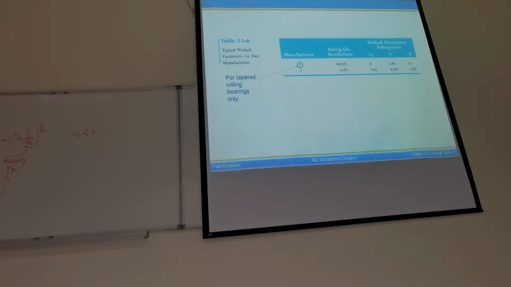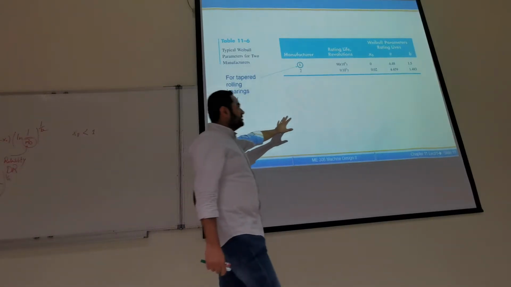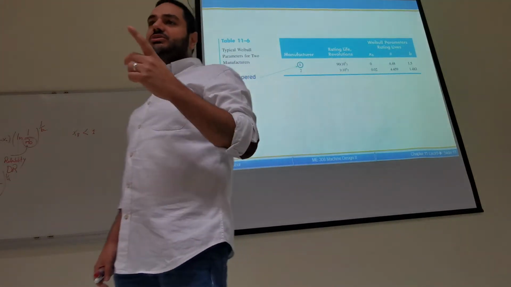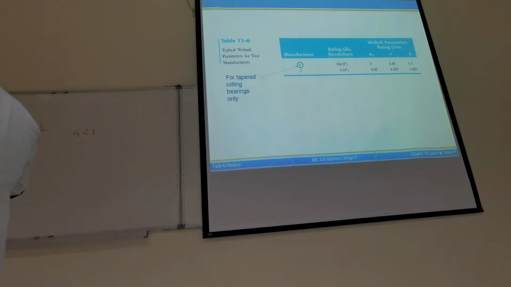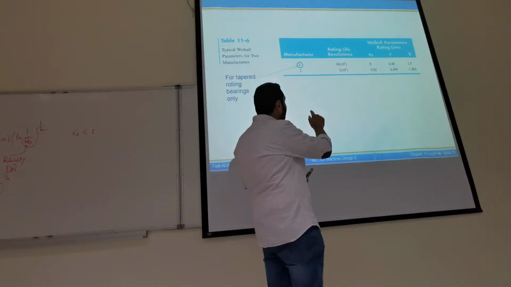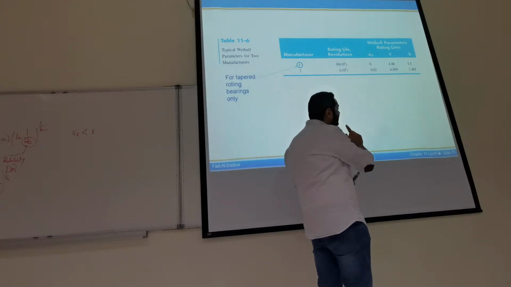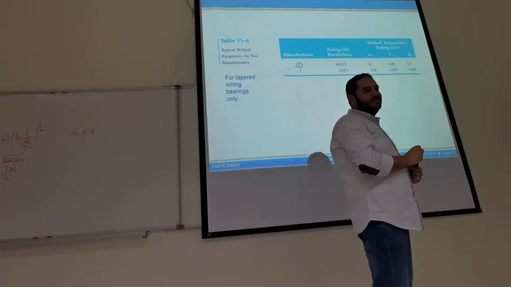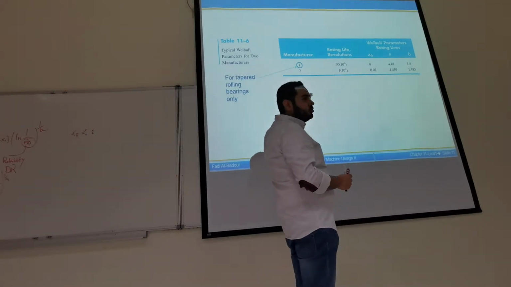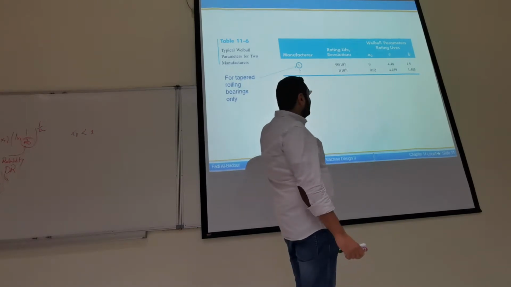Tamam? So, for the Weibull distribution parameters, we extract them from Table 11.6. For those who have the book, it is at the end of the chapter, page 601. As you can notice, we have two manufacturers here. Manufacturer 1 has a rated life of 90 million. This is for which type of bearings? Tapered roller bearings. Now what about the rest of the bearings? We go with manufacturer 2. So for cylindrical or ball bearings, we go with manufacturer number 2.